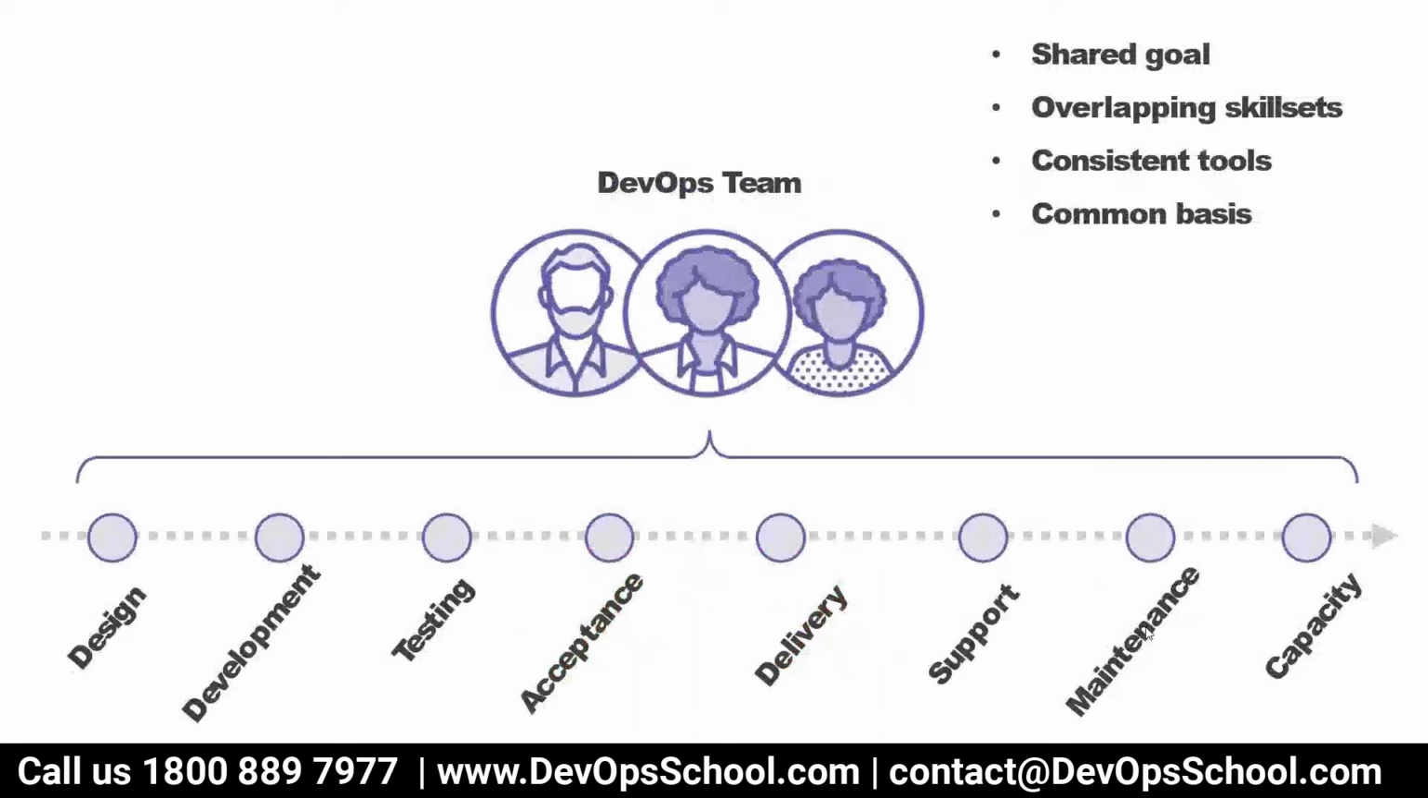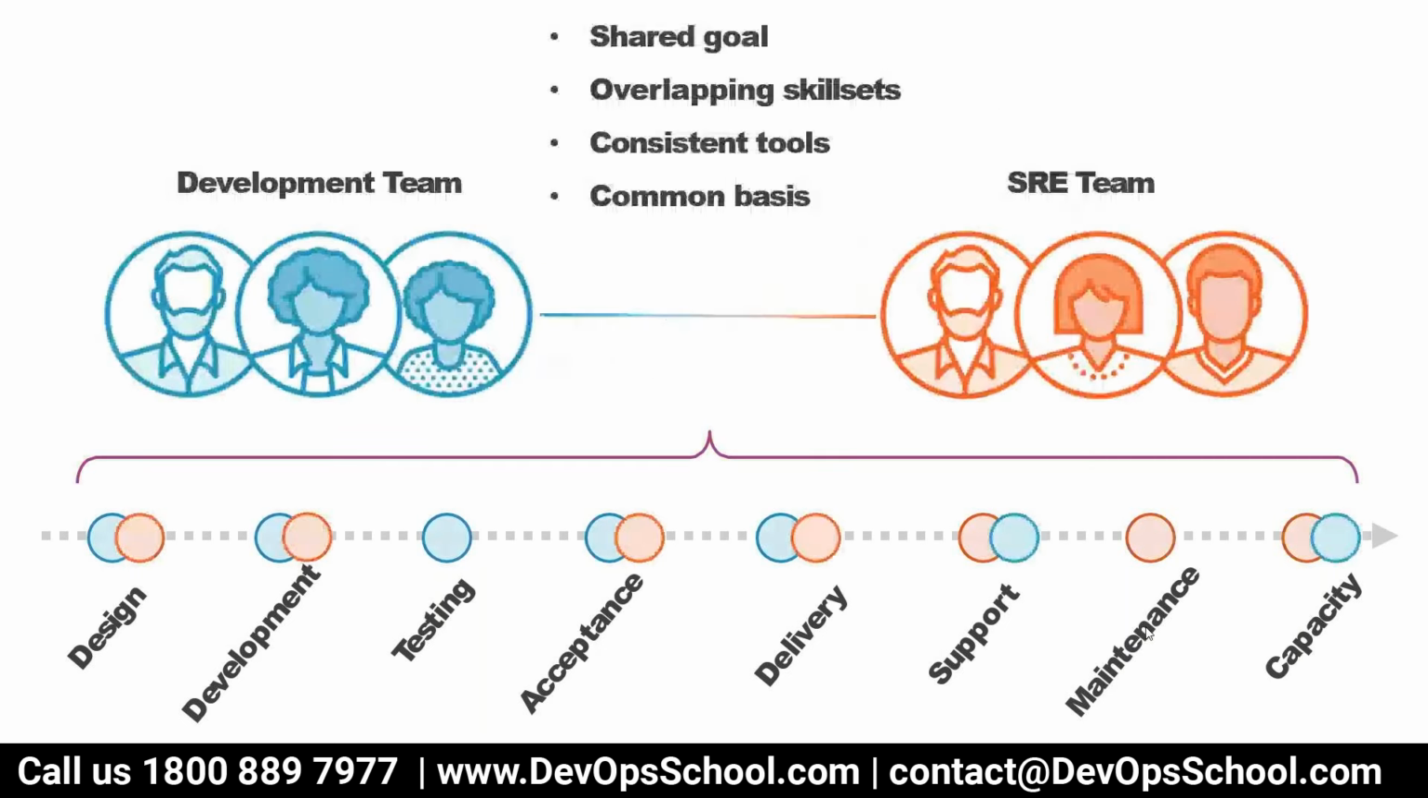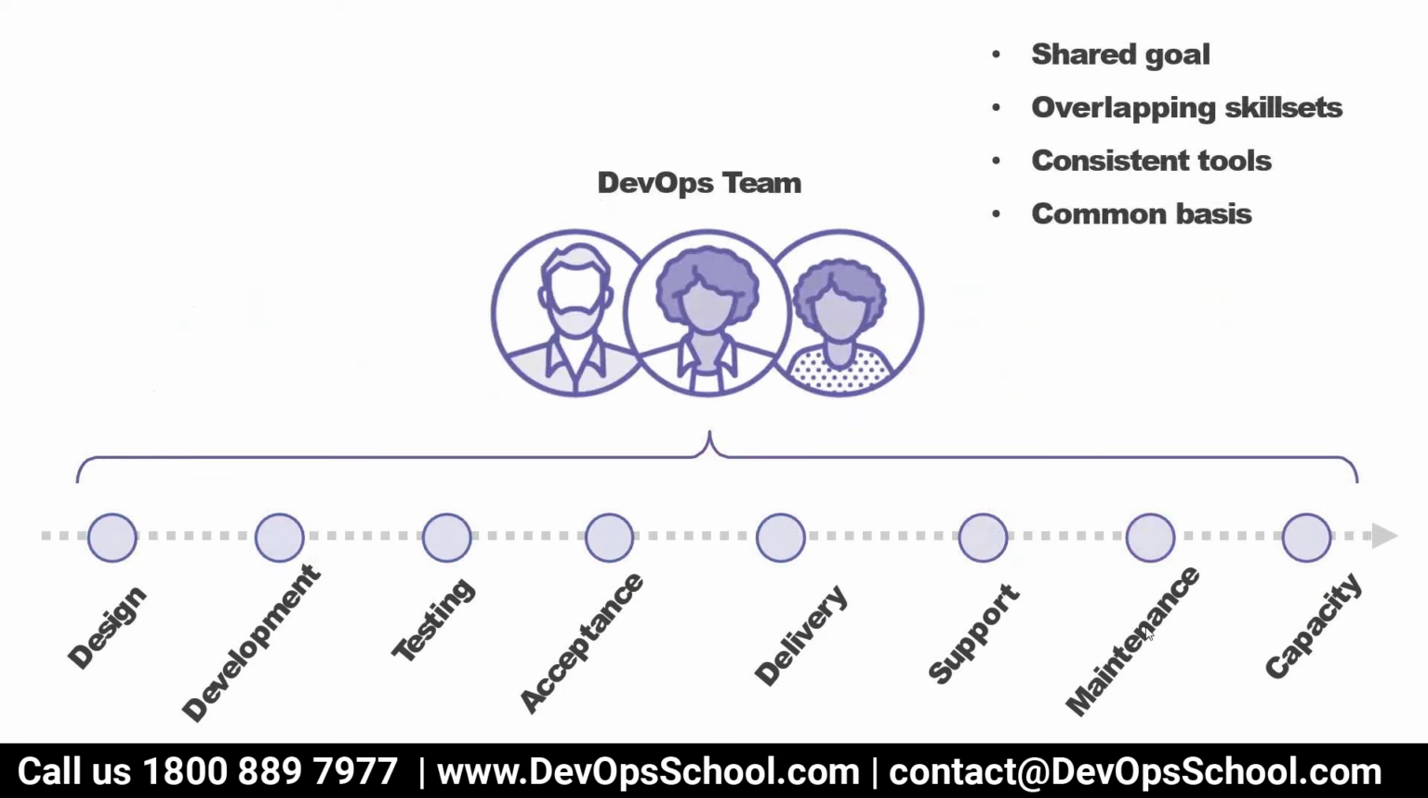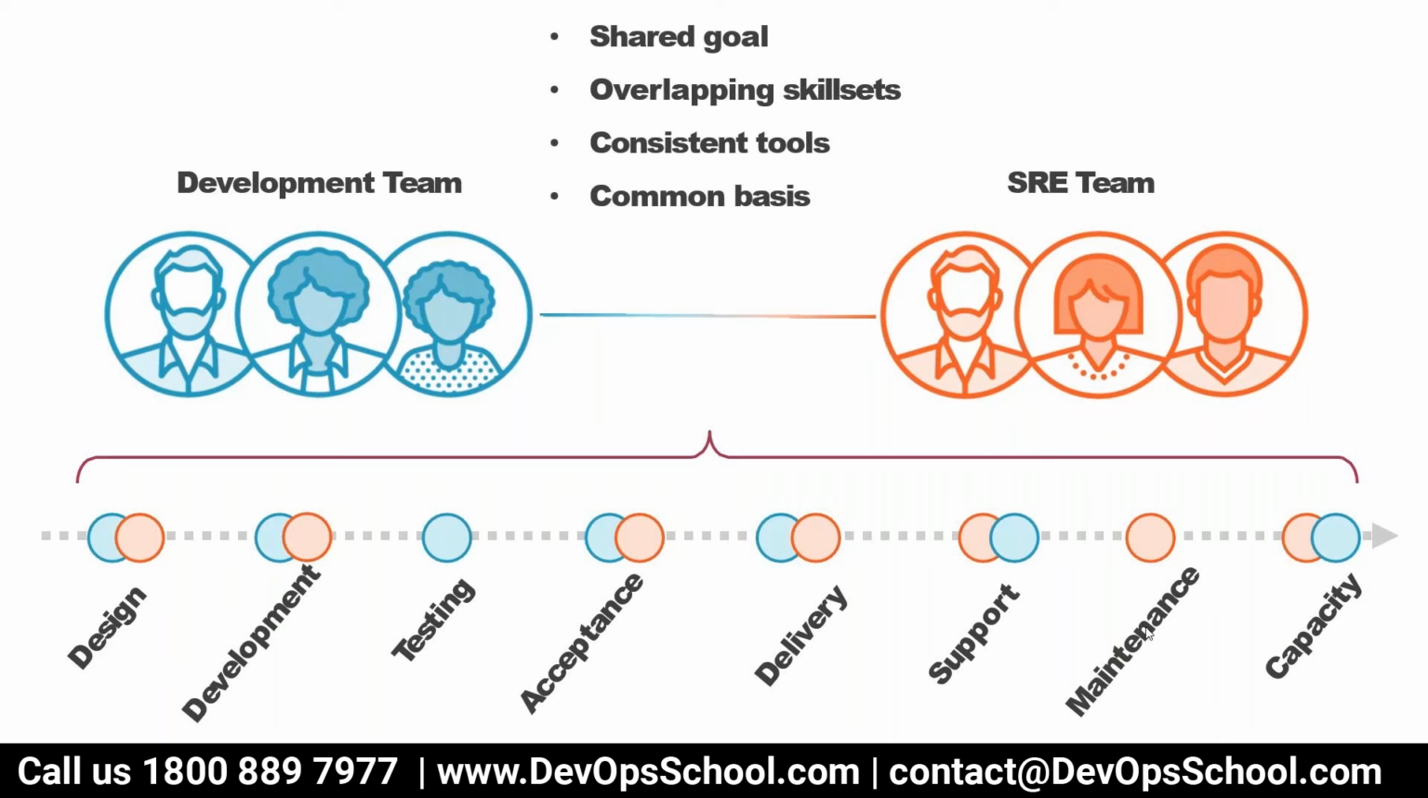So in a DevOps team, there is one team, and this team is performing everything from design to development, testing, acceptance testing, delivery, support, maintenance, and capacity planning, where you have a shared goal, overlapping skill sets, consistent tools, and common basics. But if you look at the SRE team, here there's one team responsible for everything, but here still there are two teams, okay? But they are integrating well with each other. That's a major difference between SRE and DevOps. Am I making some sense here?